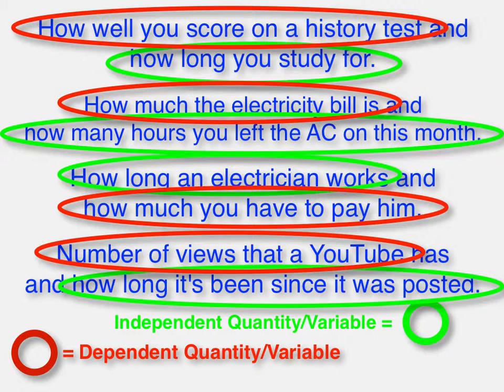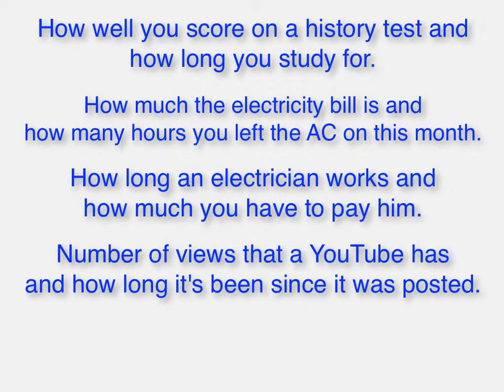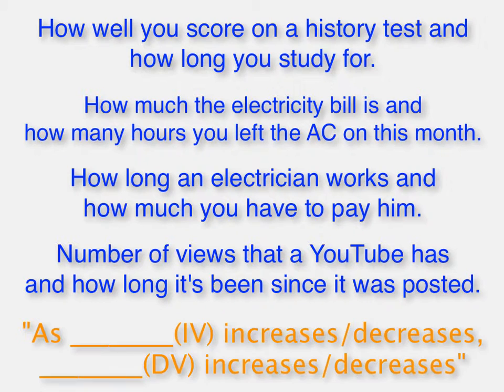Yet another strategy you can use is to insert the two quantities into the blanks of the following statement and see which makes more sense to you. As blank increases or decreases, blank increases or decreases. And if that makes sense, the first blank will be your independent variable and your second blank will be your dependent variable.